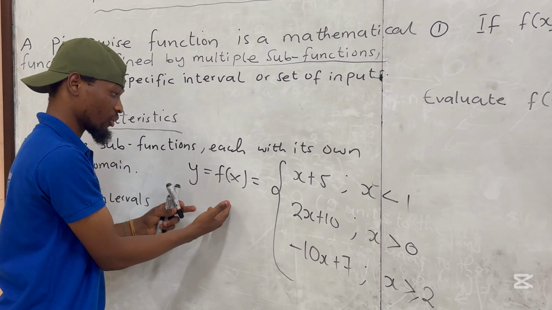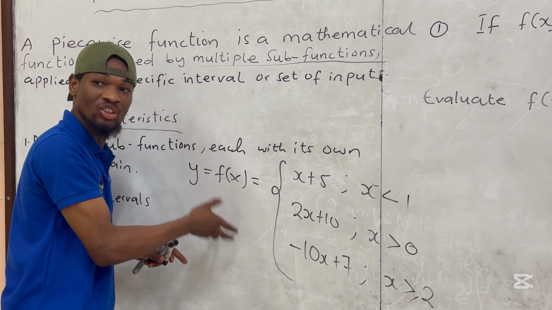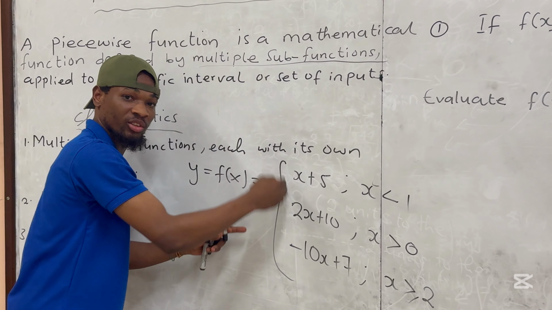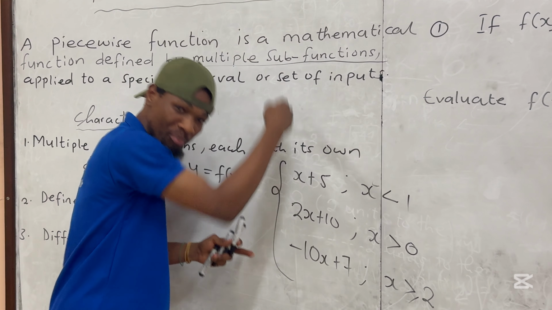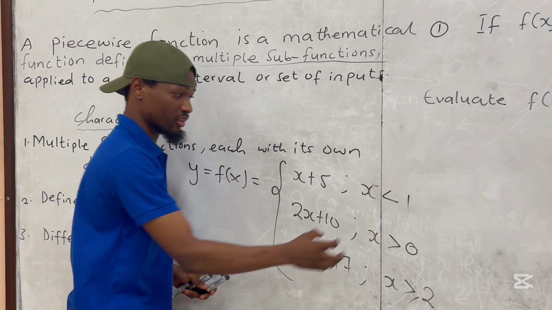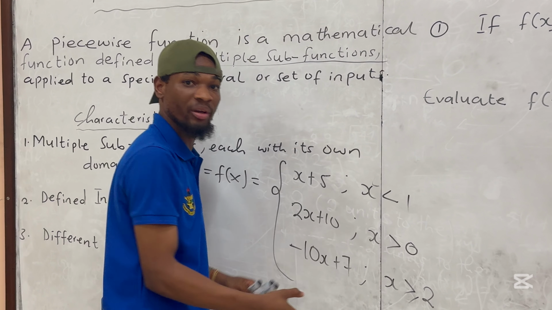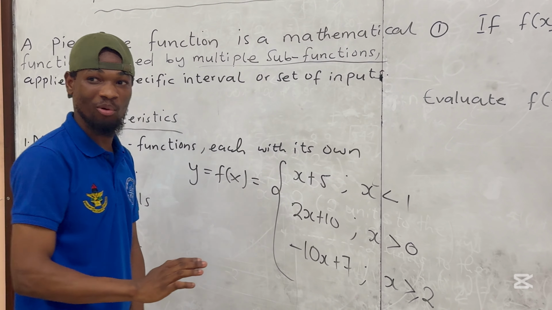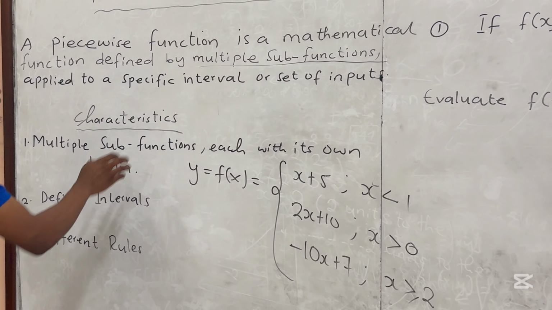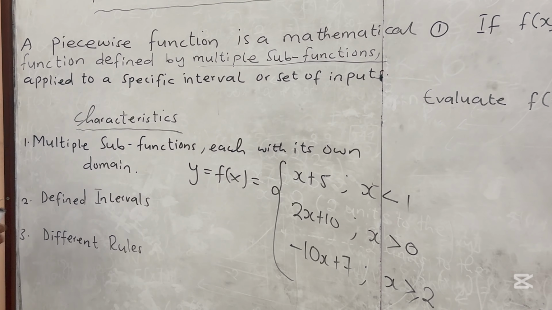So function of this nature, that's what we call piecewise function. This function consists of sub-functions. These are the sub-functions. So you can have them as many as you can. This is what the respective domains or the intervals are. As simple as that. So let's look at the characteristics of these functions.